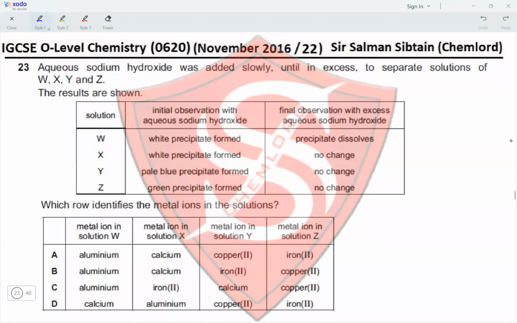Question 23. Aqueous sodium hydroxide was added slowly until in excess to separate solutions of W, X, Y, and Z. The results are shown: initial observations with aqueous sodium hydroxide and final observation with excess sodium hydroxide. W: a white precipitate forms and the precipitate dissolves. So this could be Al3+ ions or Zn2+ ions. Both will give the same result.